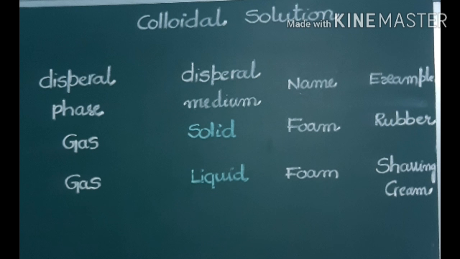Now we are going to discuss dispersal phase gas. First example, dispersal phase gas and dispersal medium solid, and name of the colloidal solution is a foam, and example rubber and sponge. Second one is dispersal phase is gas and dispersal medium is liquid, type of colloidal solution is foam, and best example shaving cream for this phase.